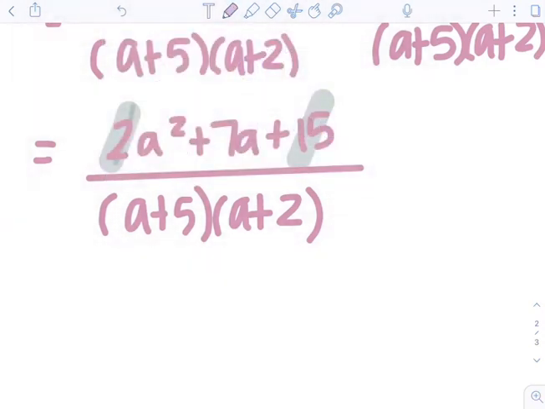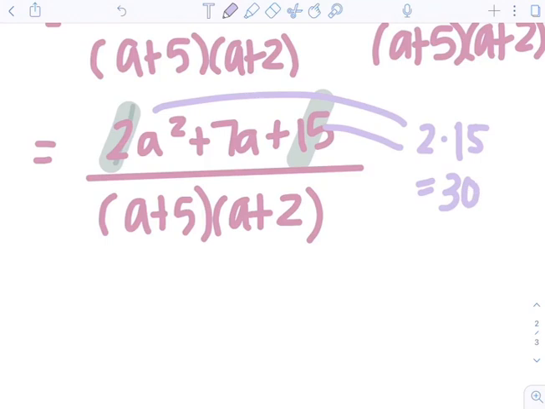So you're going to take 2 times 15, 30. Okay, and then you're going to ask yourself, are there factors of 30, so things that multiply to be 30, that also add to be 7? So we have 2 and 15, that doesn't work. 3 and 10, that doesn't work, that adds to be 13. 5 and 6, that doesn't add to be 7.